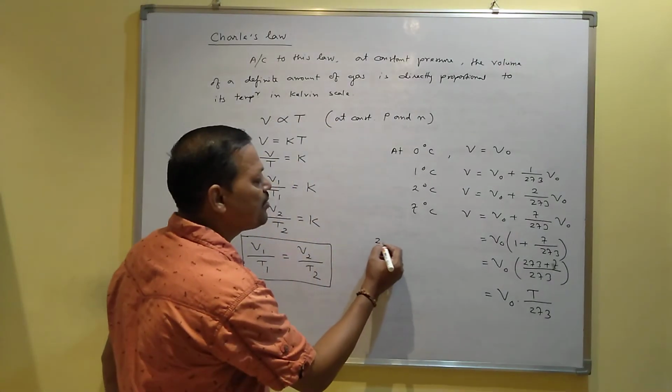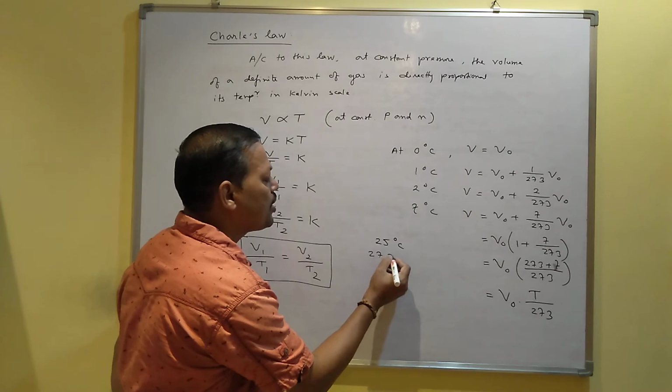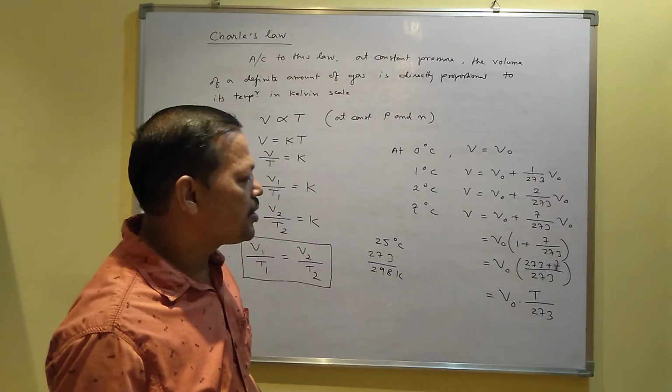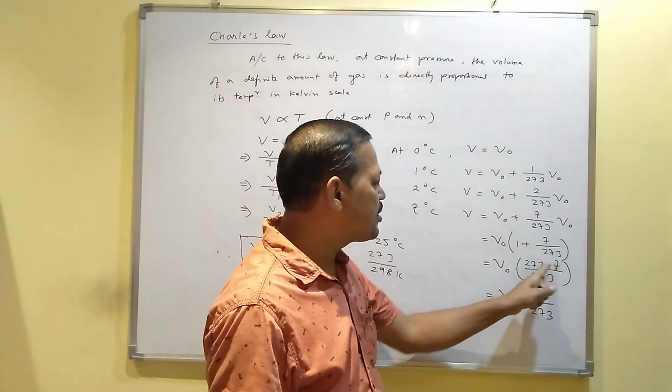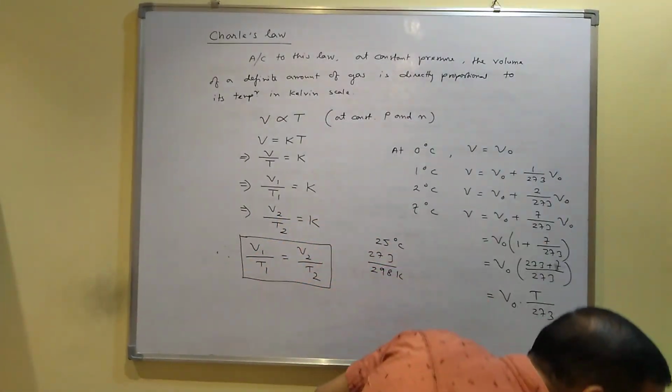For example, 25 degrees Celsius. If you want to convert it to Kelvin, you just add 273, so you will get 298. This will be the Kelvin temperature. So when you add 273 to the degree Celsius temperature, it goes to Kelvin temperature.